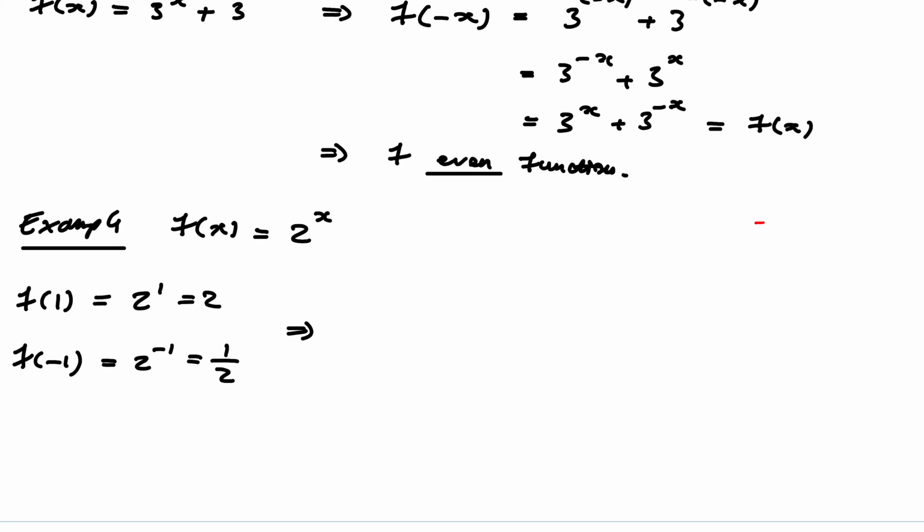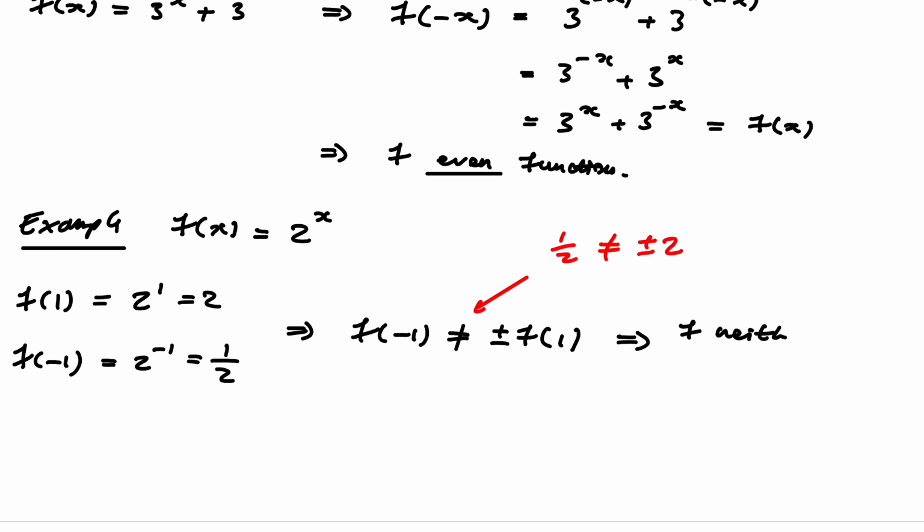So now this tells you what? F of minus 1 is not equal to plus or minus f of 1, because half is not equal to plus or minus 2. Half does not equal plus or minus 2. Neither of the two. So what does that tell you? Well, the defining property has failed. So f is neither odd nor even.